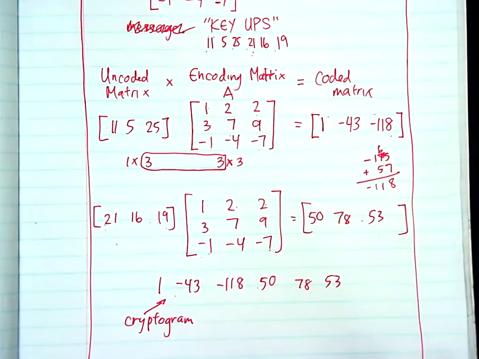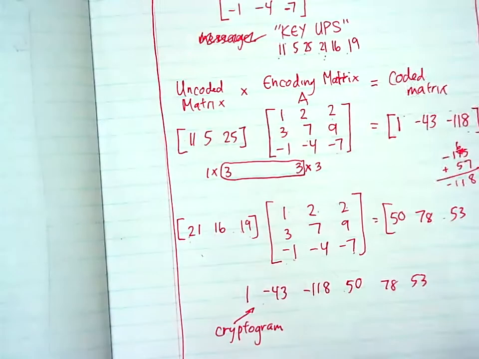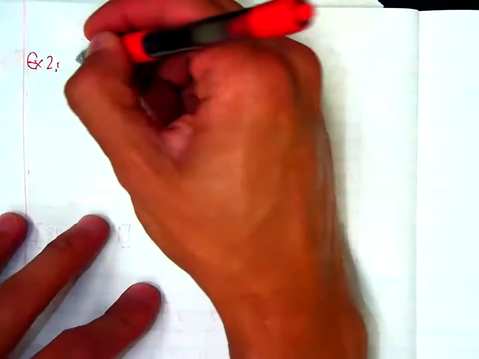Okay, so that's the encoding part. Now let's do the decoding part. So example 2. We're going to decode.